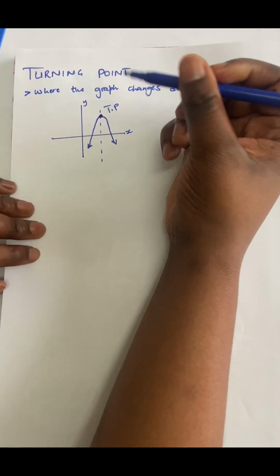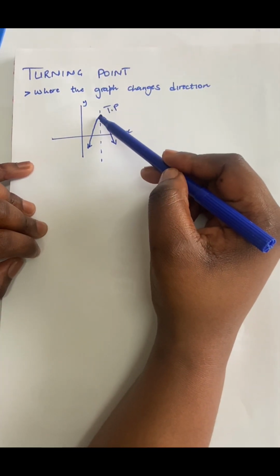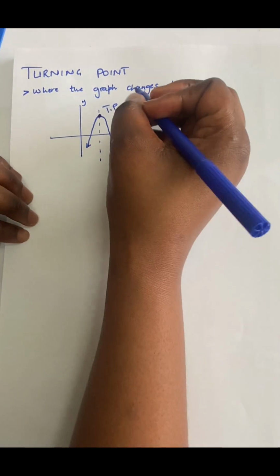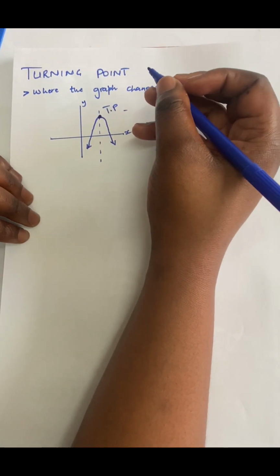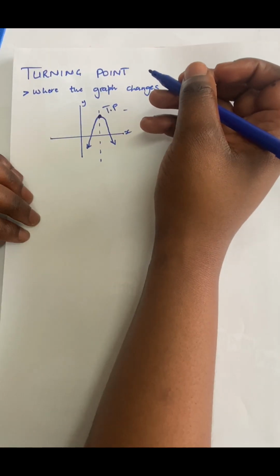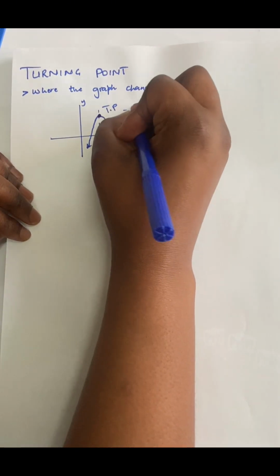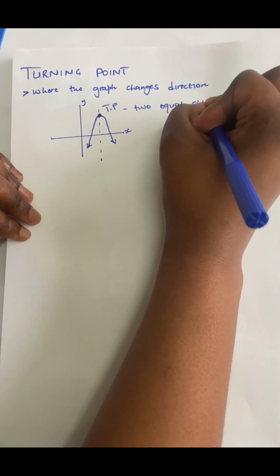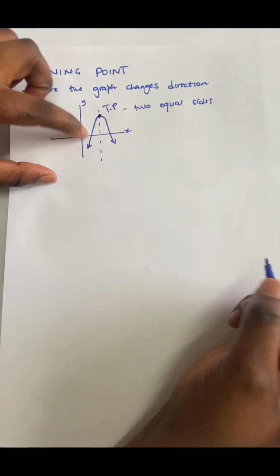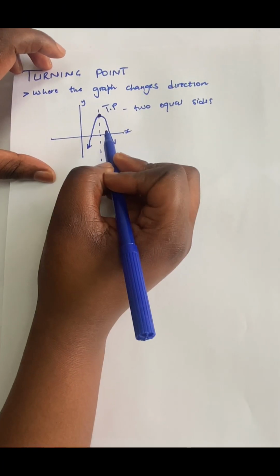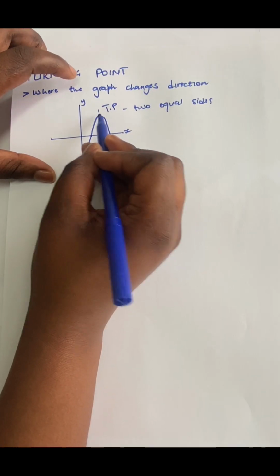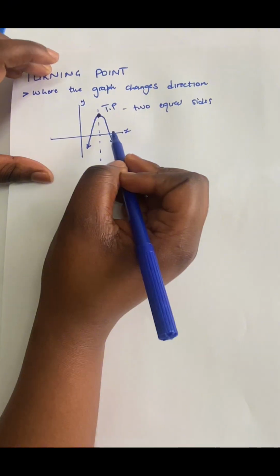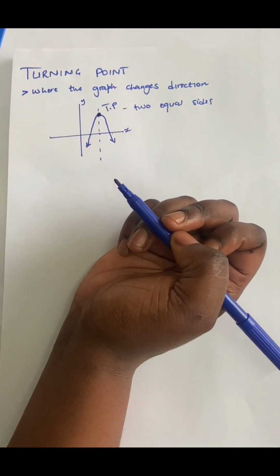This would be your turning point. This is where your graph is changing direction, and it cuts the graph into two equal mirror sides. So this side here, from this point to this point, this side of the graph will be equal to the other side of this graph.